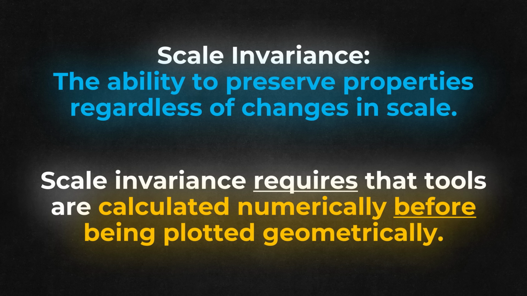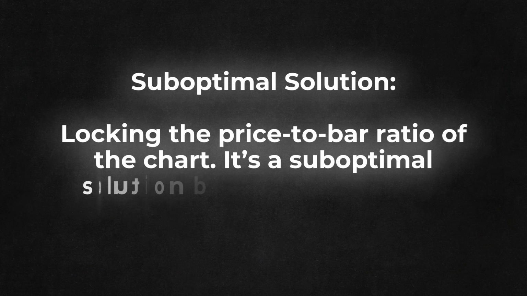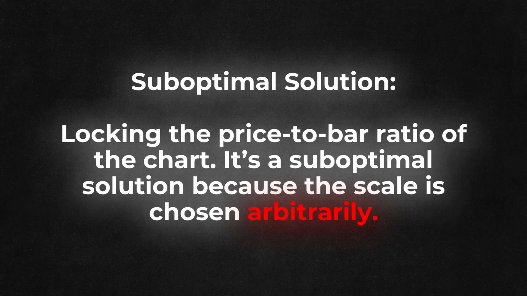There's another trick to dealing with this problem, which is to lock the price-to-bar ratio of the chart. In that way, the tool will not change if you scroll or zoom in and out of the chart. However, this is a suboptimal solution because the analysis is still dependent on the initial condition that you determined, meaning the scale that you decided to lock the price-to-bar ratio in. Let me give you an example of this.